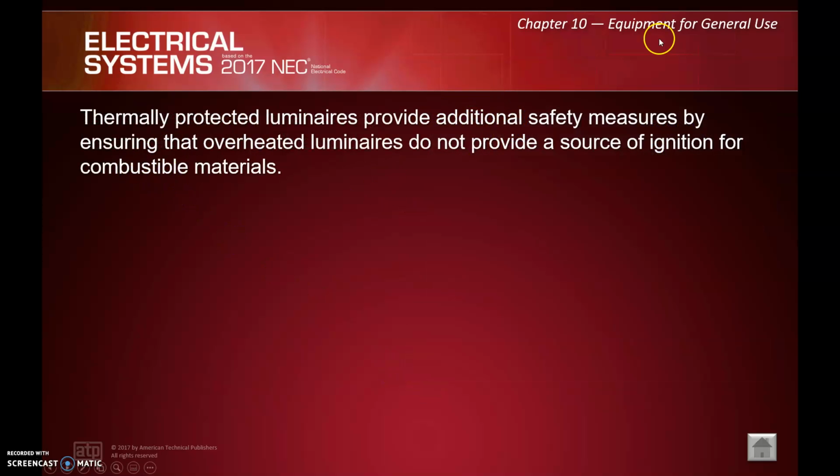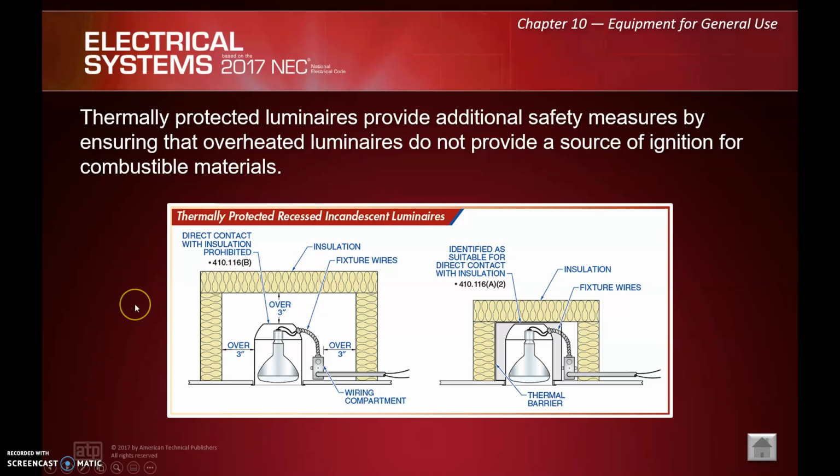Thermally protected luminaires provide additional safety measures by ensuring that overheated luminaires do not provide a source of ignition for combustible materials. So, the first thing that should be said is we have IC rated and non-IC rated recessed fixtures. IC means it's rated for insulation contact, or to be in an insulated ceiling. Non-IC means the opposite. We must have at least 3 inches separation between the insulation and our light fixture.